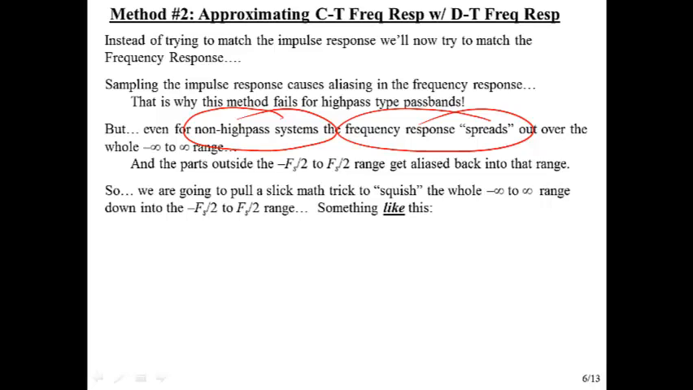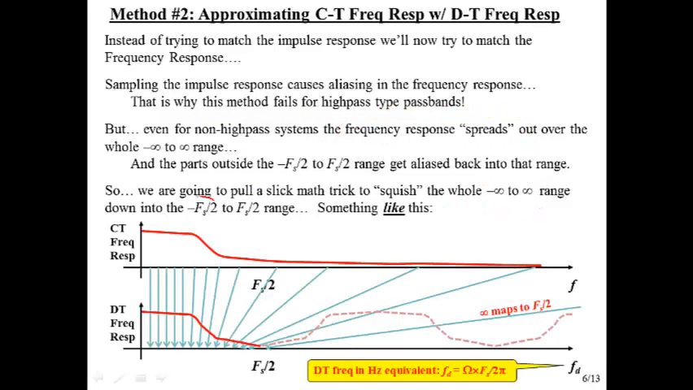So here's what we're going to do. I'm not going to derive all the math. There's a fair amount of heavy-duty math involved in this, so you're going to have to just trust me to some degree. But what we're going to try to do is squish, that's a technical term, right? We're going to squish the whole minus infinity to infinity frequency range into the minus fs over 2 to fs over 2 range, and then we can implement that with a discrete time system very simply.